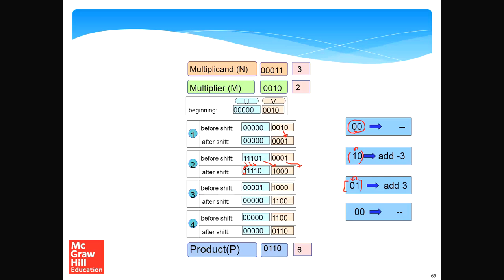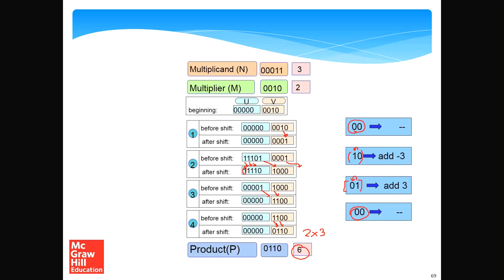1 plus 0 is 1. Then when we add 1 to this string of 4 ones, we get 4 zeros and the rest remains the same. Then we do a right shift. The current bit and the previous bit are now 0, 0, so nothing needs to be done. We do one more right shift and the product that we end up with is 0110. 0110 is 6, and this is exactly 2 times 3. So this is exactly what we wanted.